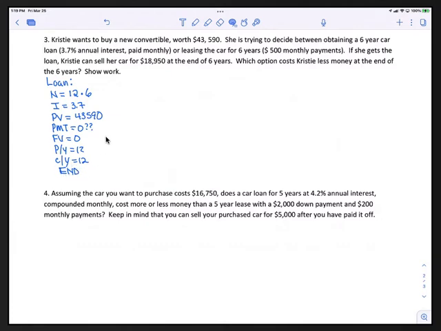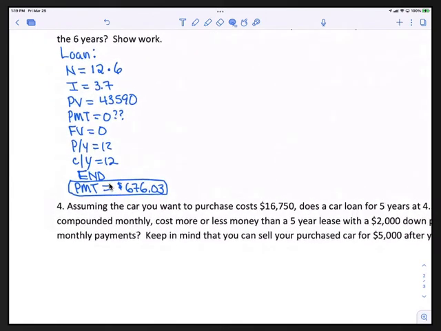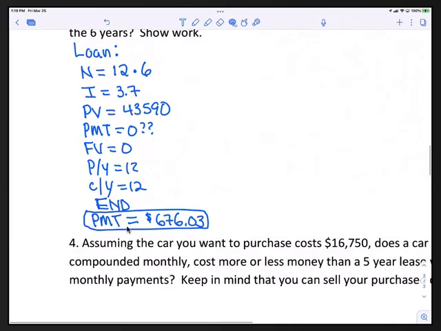Then we're going to put this in our calculator, and our calculator is going to give us a payment of $676.03. Okay, so you can kind of zoom in on that. All right, so that is our payment.